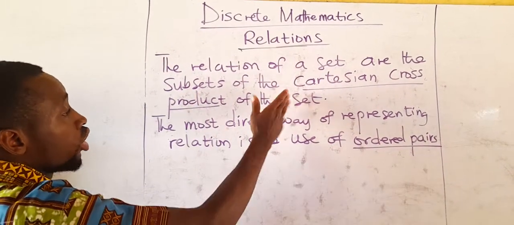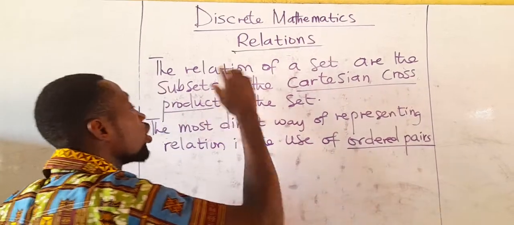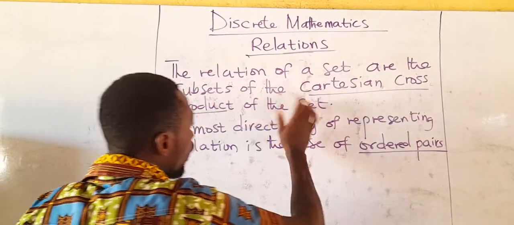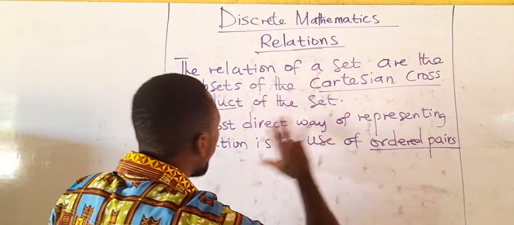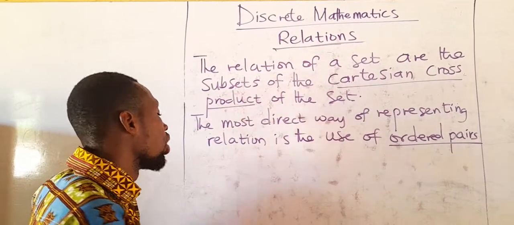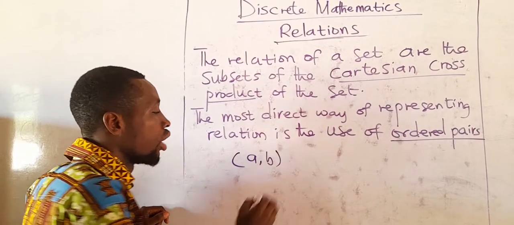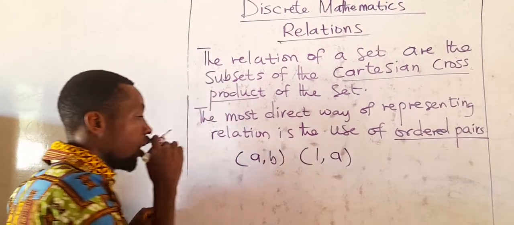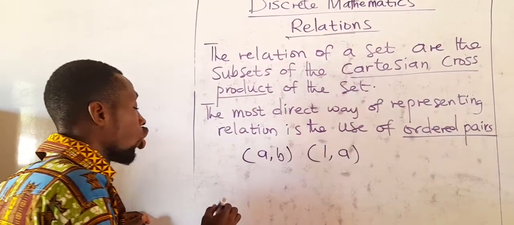A relation on a set is a subset of the Cartesian cross product of the set. I will explain that in a jiffy. Now, the most direct way of representing a relation is the use of ordered pairs, and I hope you know ordered pairs. On top, (a, b) is an ordered pair. (1, a) is an ordered pair. So that's an ordered pair.